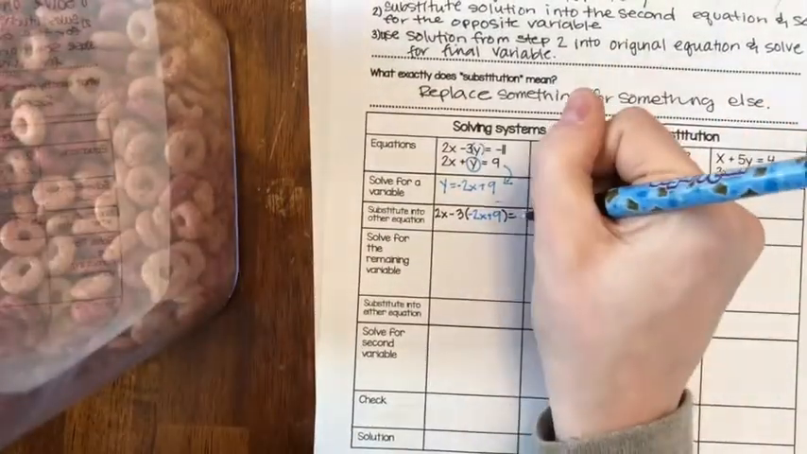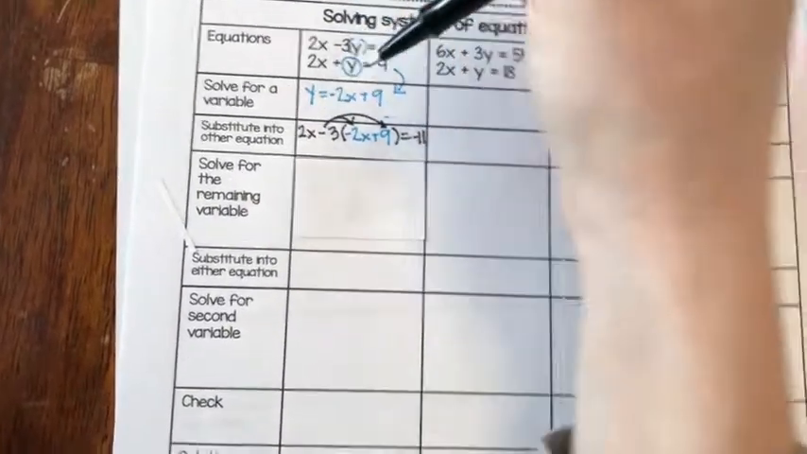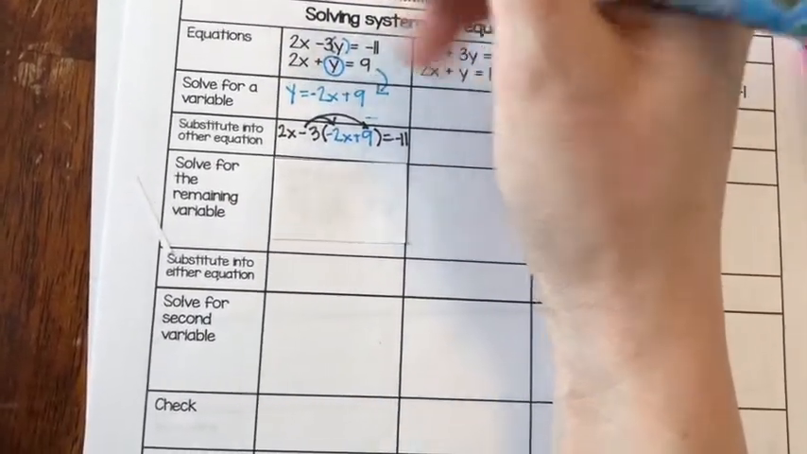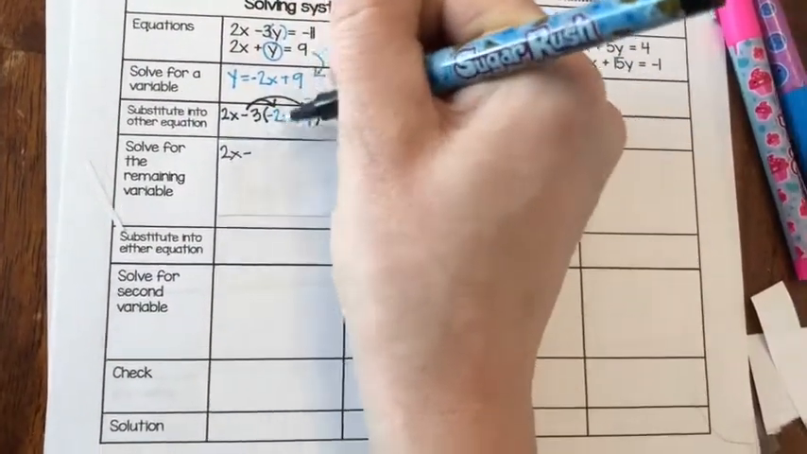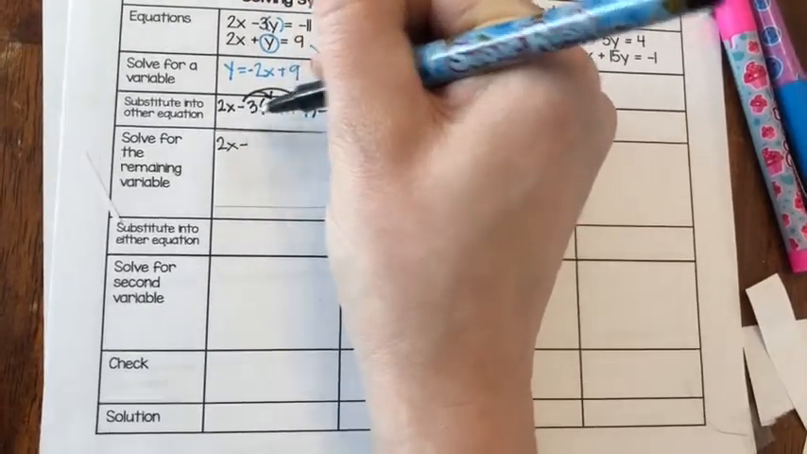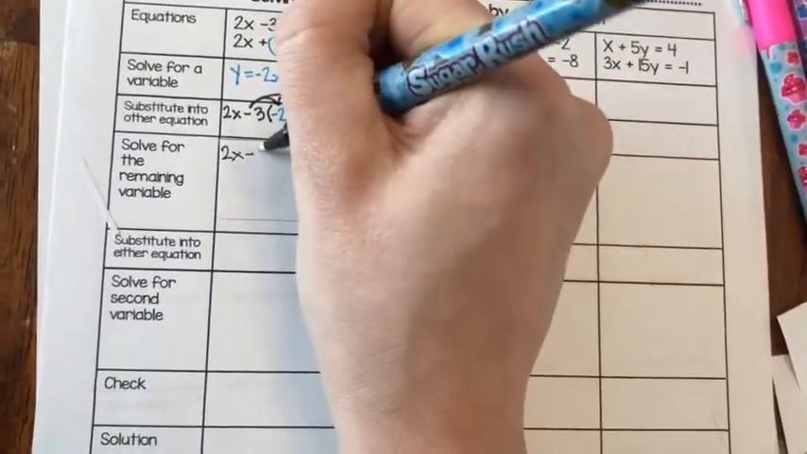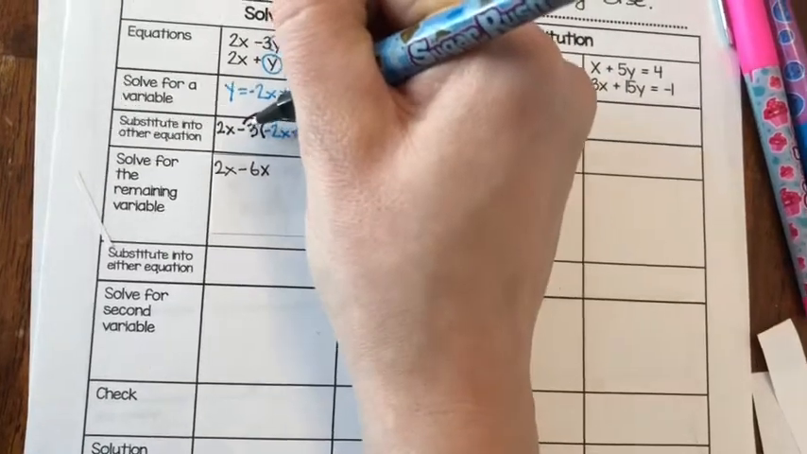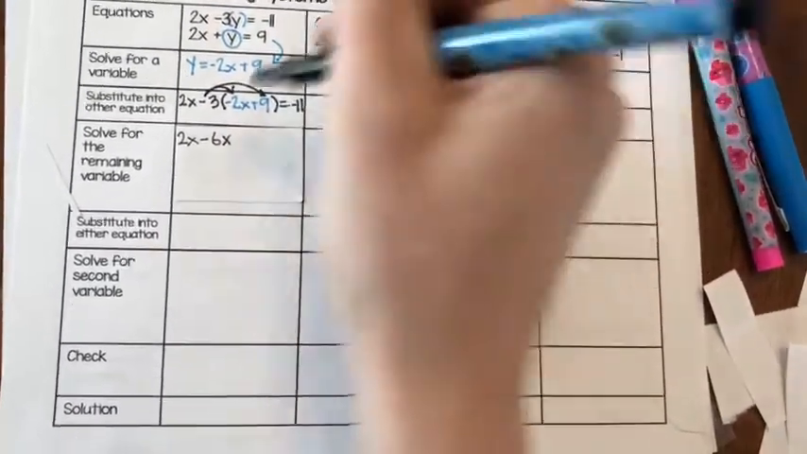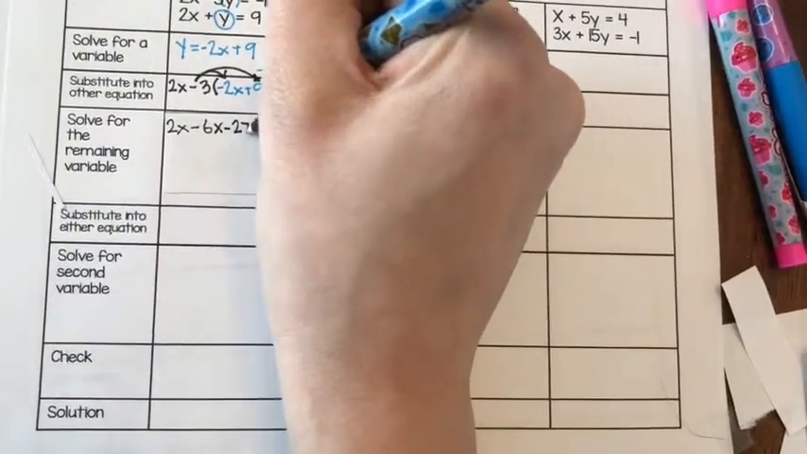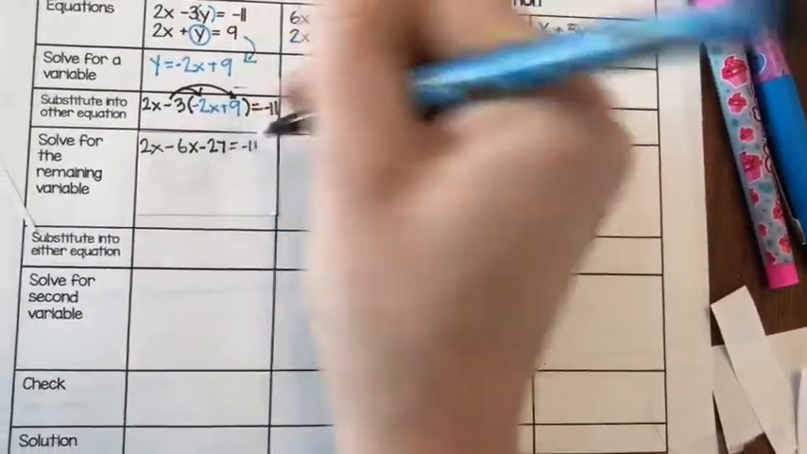Give me 1 second. And that equals negative 11. Okay, so we have to distribute this. So we end up with 2x minus, this becomes 6x because negative 3 times negative 2 is positive 6x, and then negative 3 times 9 is negative 27. That's all going to equal negative 11.